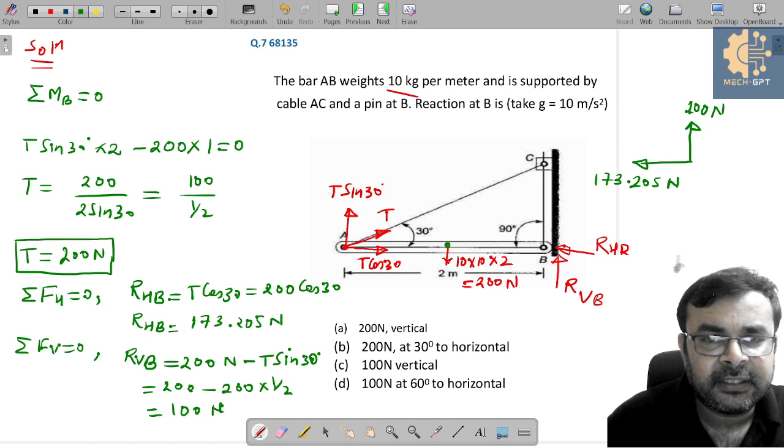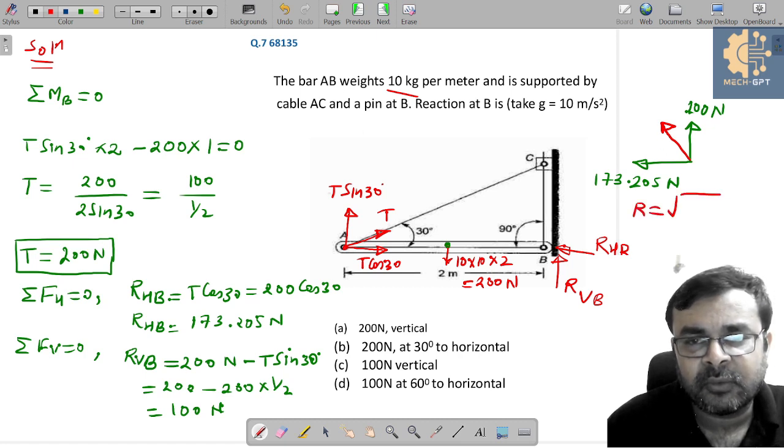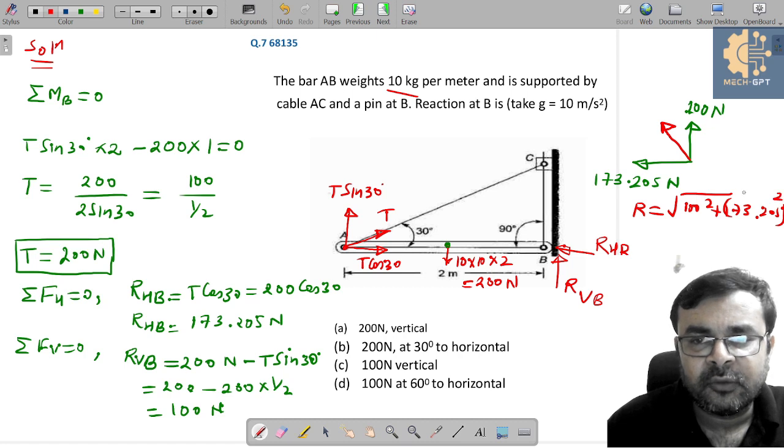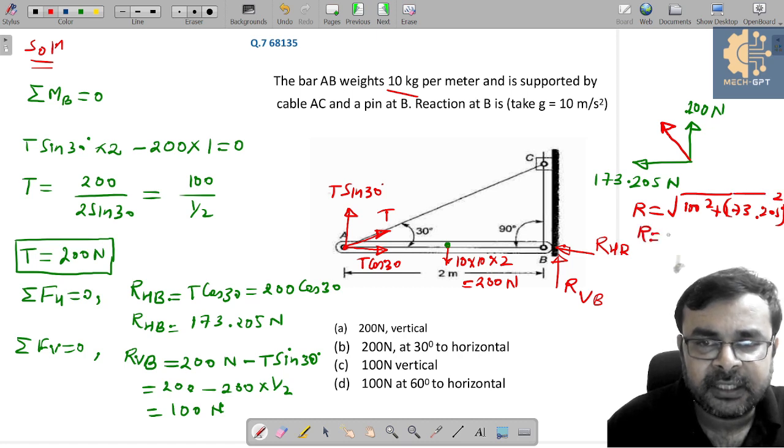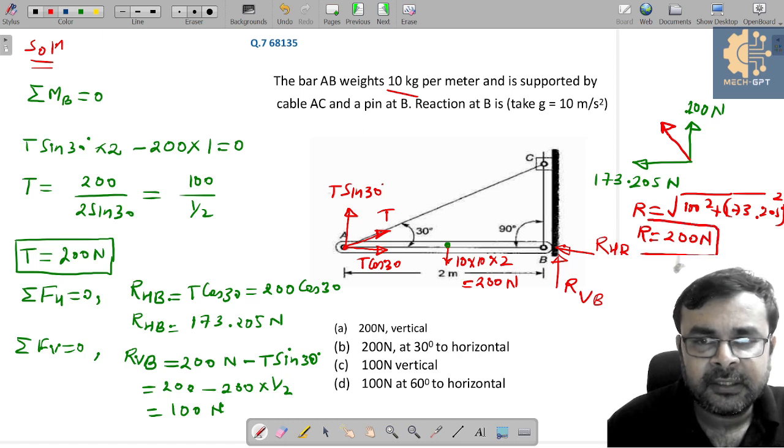So what about the resultant of these two forces? Can I say the resultant is situated somewhere here? Yes or no? And what is the magnitude of this resultant? So resultant is nothing but the square root of vertical reaction square plus horizontal reaction square. And when you solve this, then you will get 200 Newton, correct? And now we need to determine its position.